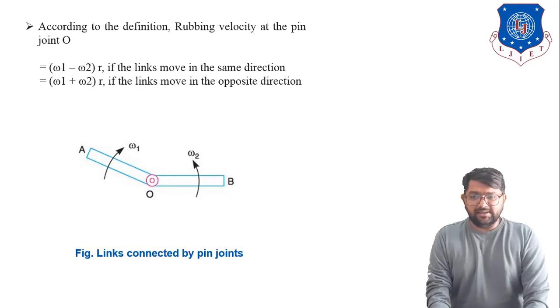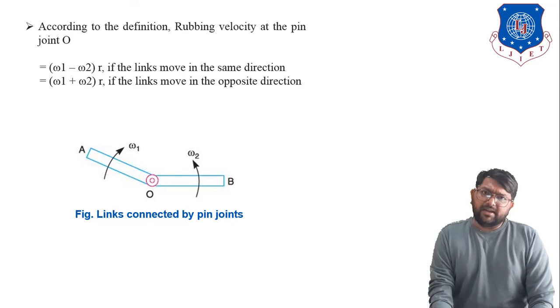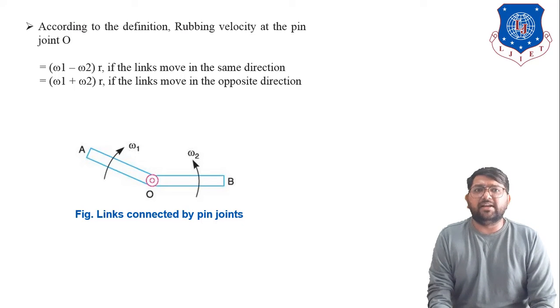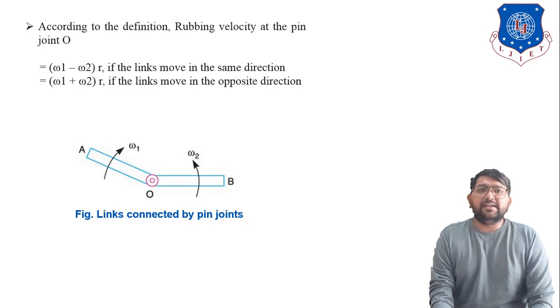So this is the simple rubbing velocity. Rubbing velocity is nothing but the simple equation of velocity, that is V is equal to omega into R. The next topic we will discuss in the next lecture.